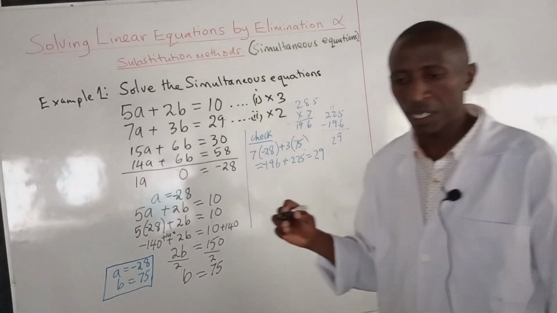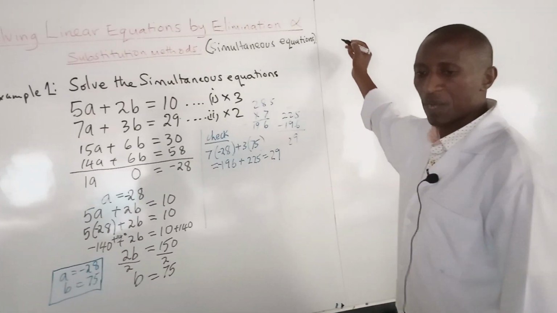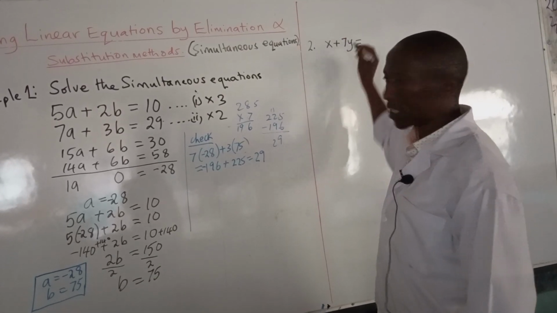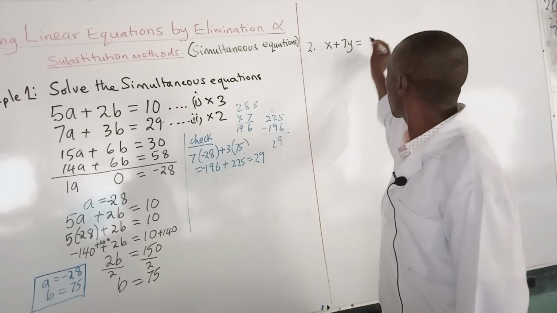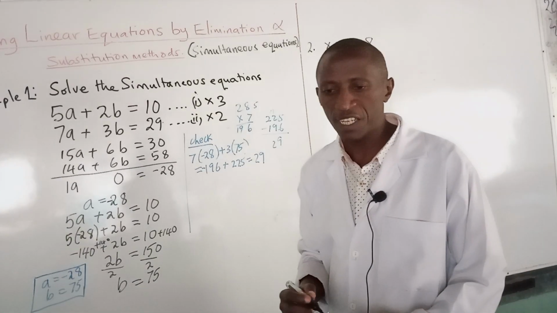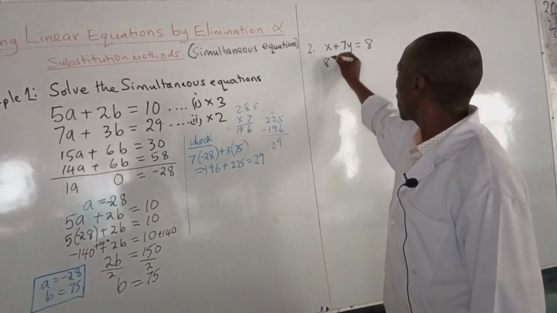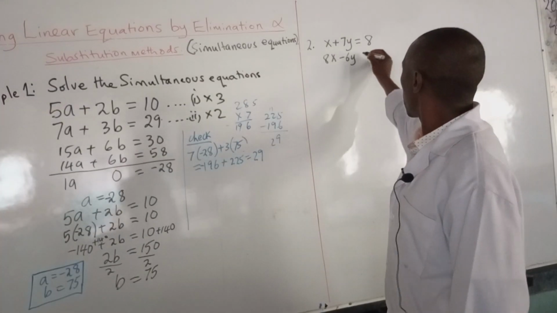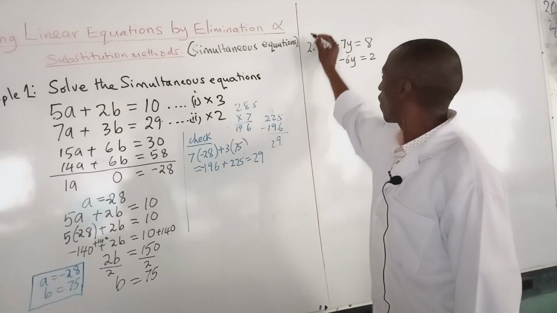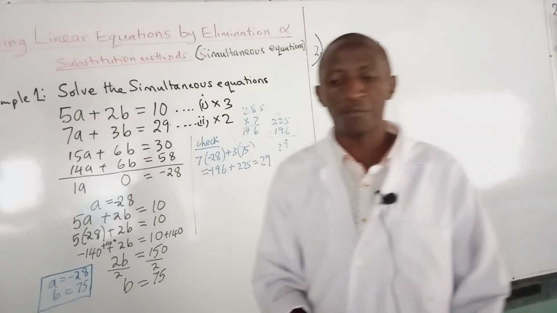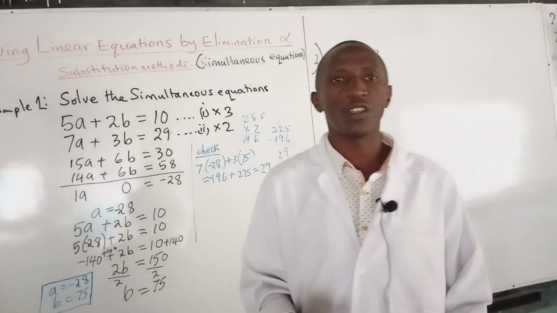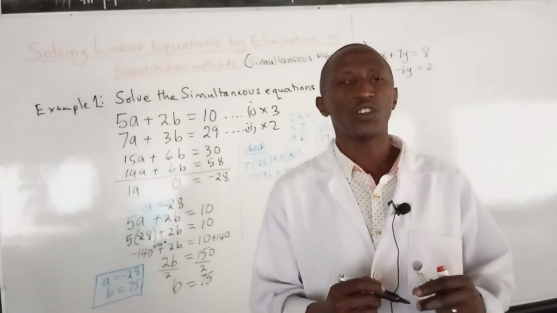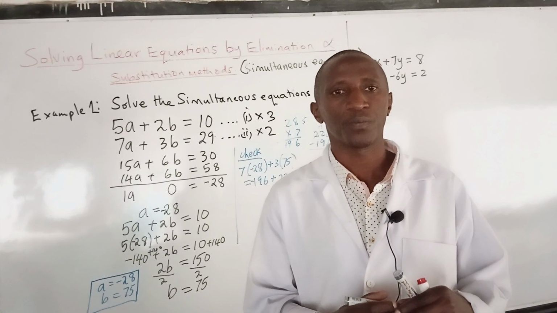Solve the simultaneous equations given that x plus 7y is equal to 8, and the other equation is 8x minus 6y is equal to 2. So solve for x and for y. You kindly pause on the video and take about 2-3 minutes. You work on it, use elimination method, and then we shall resume.